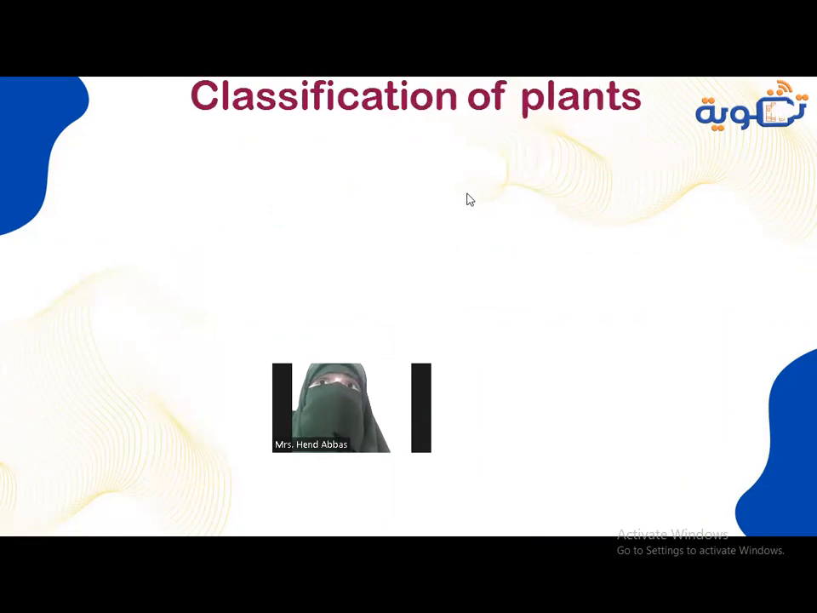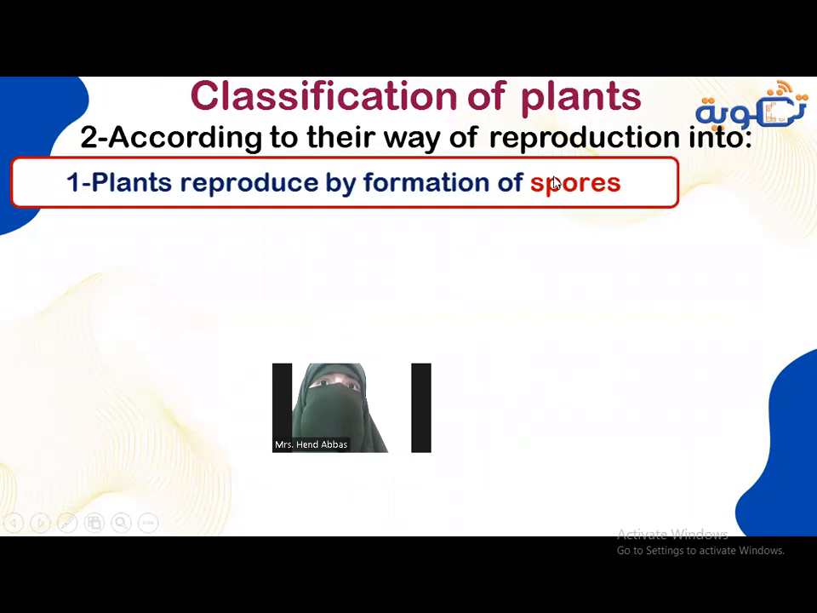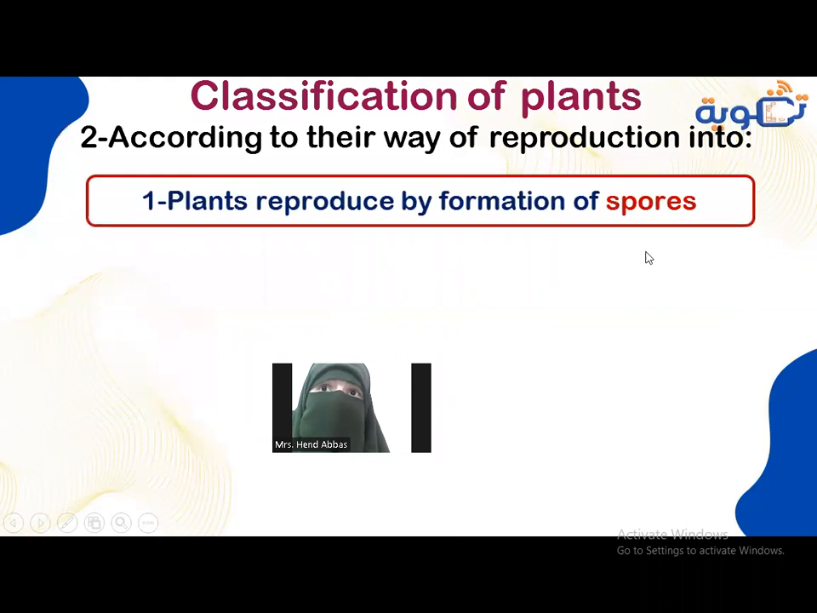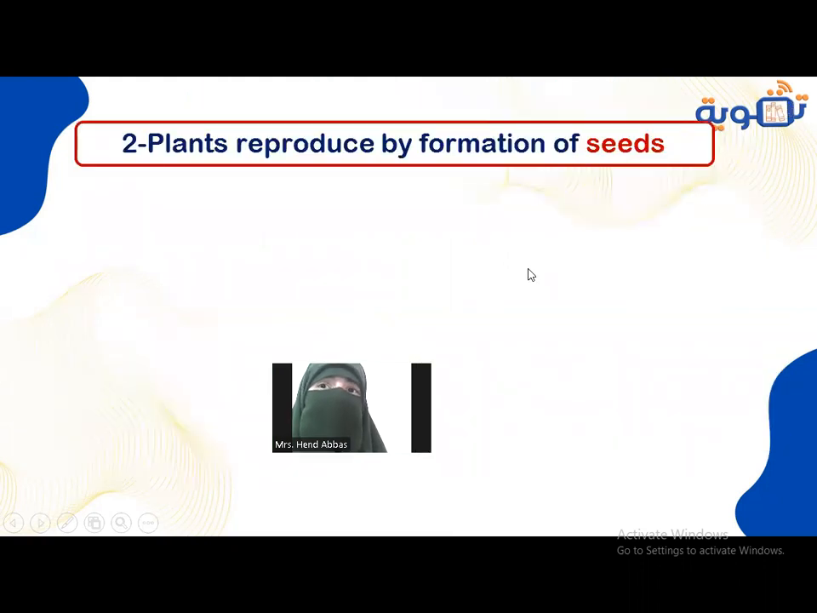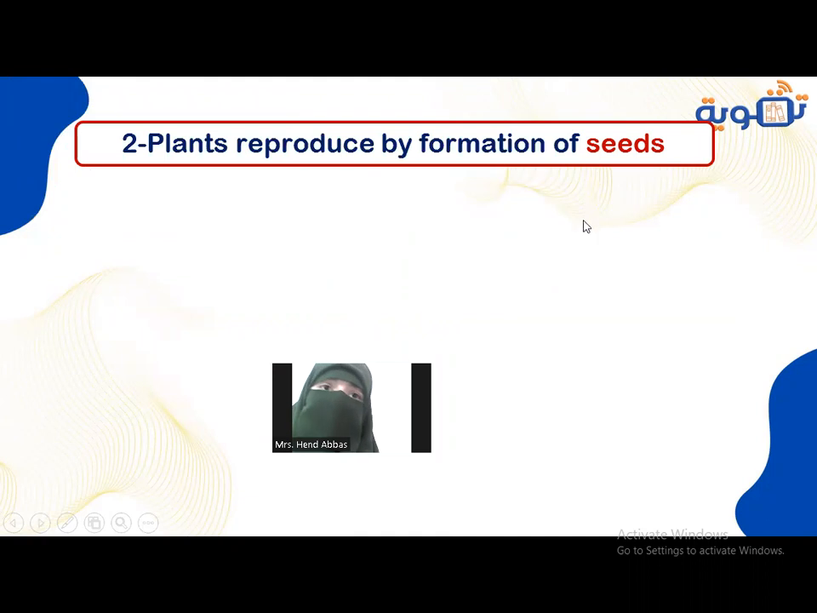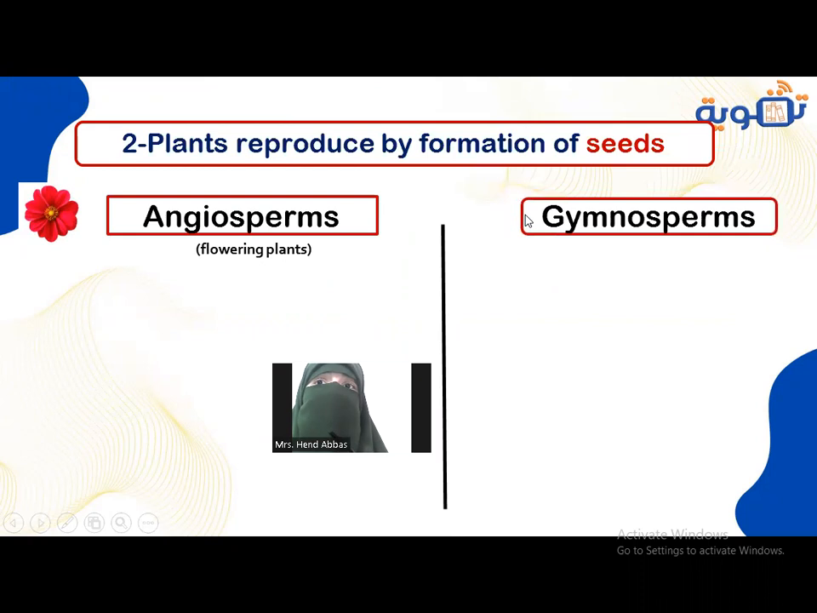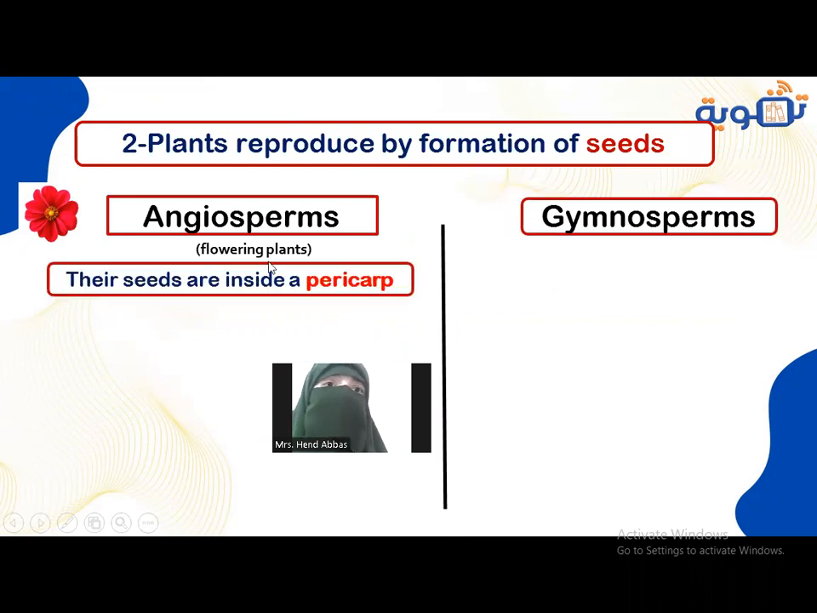Classification of plants, but now according to the way of reproduction. There are some plants that reproduce by formation of spores. Their babies are called spores, like moss and adiantum. There are some plants that reproduce by formation of seeds. Their babies are called seeds, but those seeds should be covered by what? If they are covered by a pericarp, we are in the group of angiosperms. Or if they are covered by a cone, they are gymnosperms.